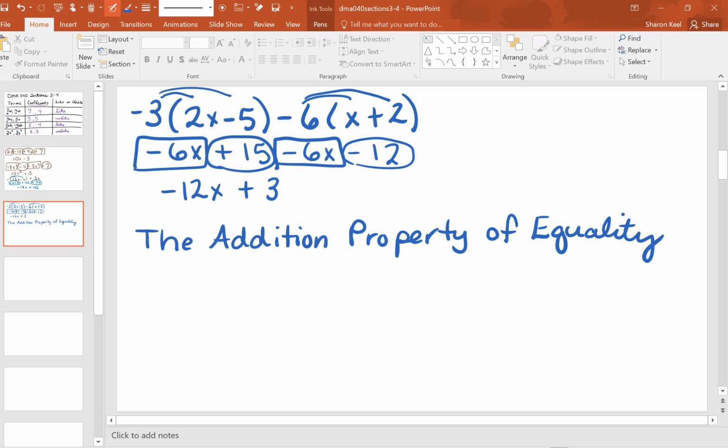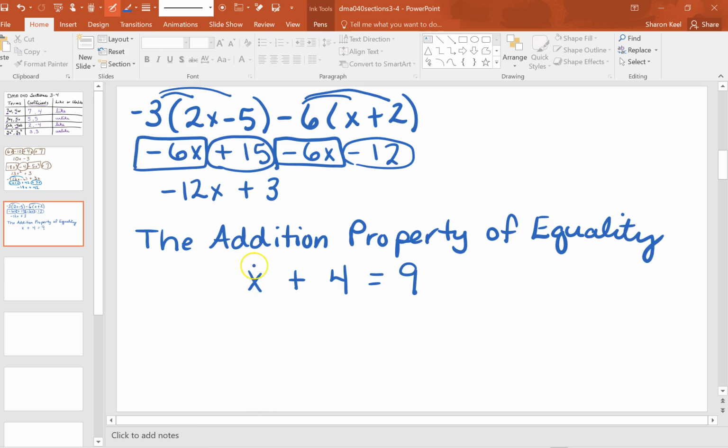With the addition property, what we're going to do is we need to balance out each side of our equation. As we balance out each side of our equation, what we do to one side, we have to do the same thing to the other. So, for example, if I were to have x plus 4 equals 9.